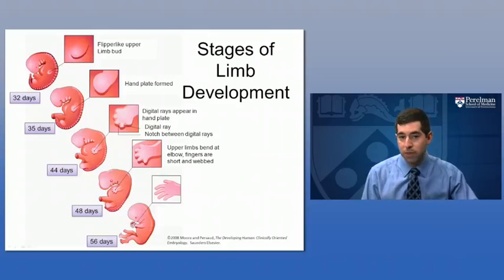There are still web spaces between them with tissue, but come about again 1 week later at 56 days, those fingers and toes are more or less distinct and separated into individual digits. So limb development, again, essentially we have an outward growth here of the limb. We have that formation of that hand plate. We start getting formation of the individual fingers through those digital rays and those notches that form and ultimately become the completely removed web spaces between the digits. And we start actually getting the formation of the elbow joint as well.